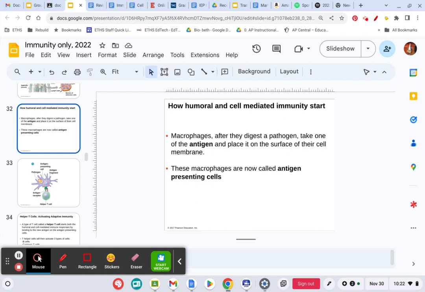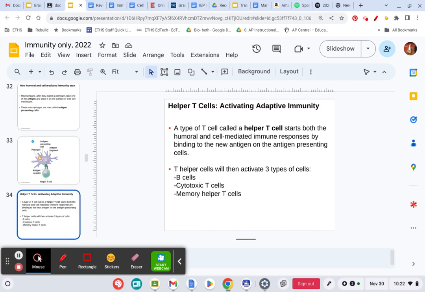That's going to start the whole ball rolling, because once there is an antigen presenting cell, which is a macrophage, the next thing that's going to happen is these guys called the helper T cells. I'm going to skip one slide and come back to that. The helper T cells will recognize that there is an antigen presenting cell.